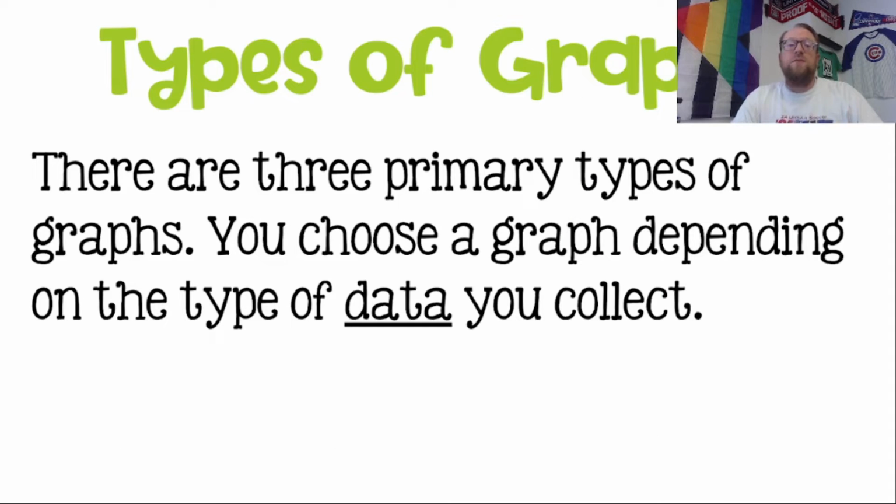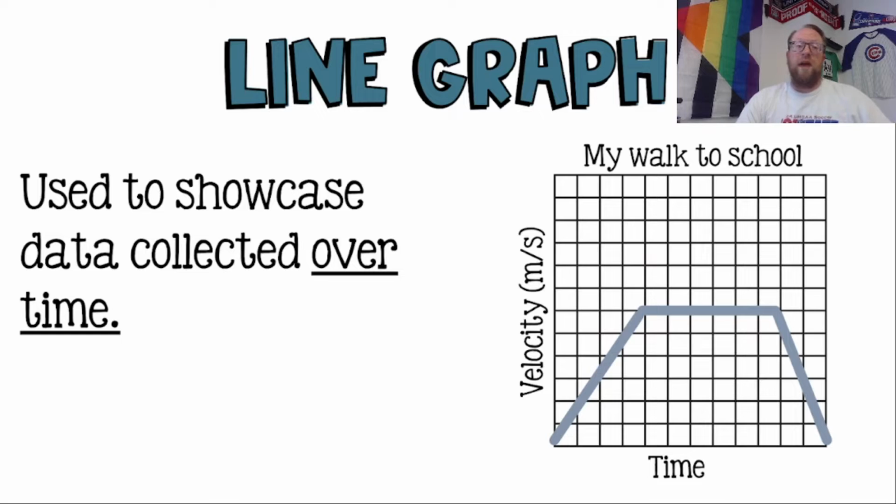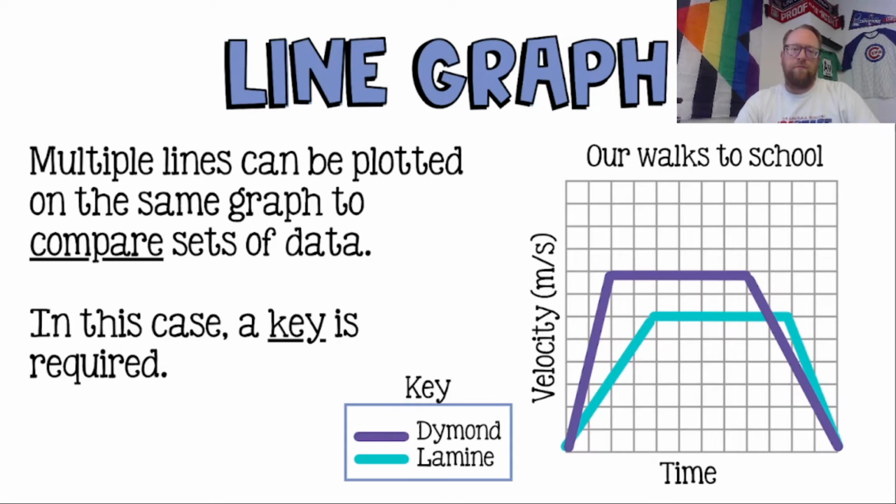There are different types of graphs, and there are 3 main types of graphs that we are going to be using in this class. And you should choose the graph depending on the type of data that you collect. For example, a line graph is used to collect data over time. In this example, we have my walk to school. We're graphing my velocity, my speed, and seeing how it changes over time.